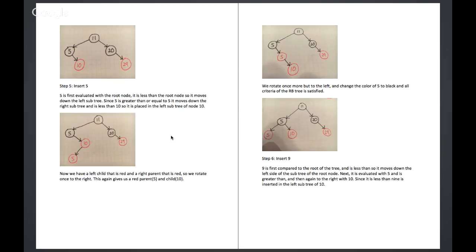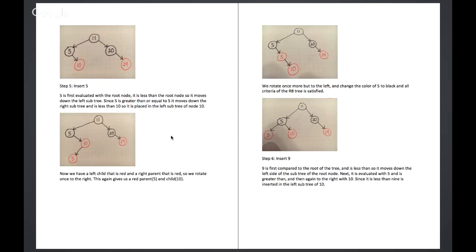So step 5, we're going to insert a node with the value 5. As always, 5 is first evaluated with the root node, and it is less than the root node, so it moves down the left subtree. And then we reach 5, a duplicate. Since 5 is greater than or equal to 5, it moves down the right subtree and is less than 10, so it is placed in the left subtree of node 10.